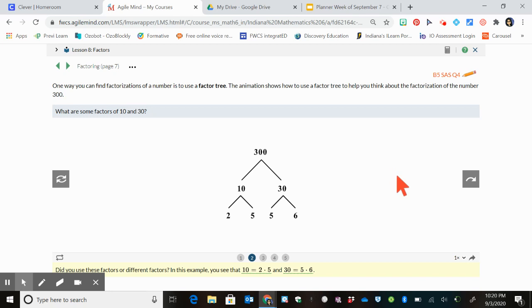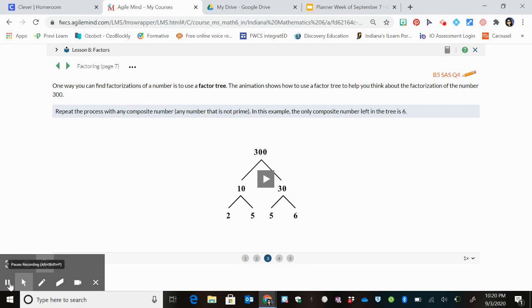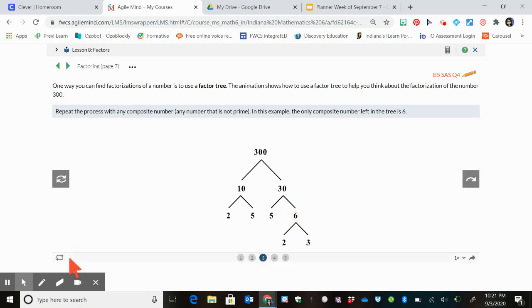Did you use these factors or different factors? You are going to repeat the process with any composite number. In this example, the only composite number left in the tree is 6. So they're going to break 6 down into 2 times 3. Can you see the different factorizations represented in the tree?